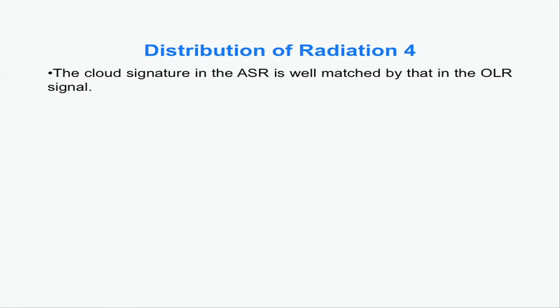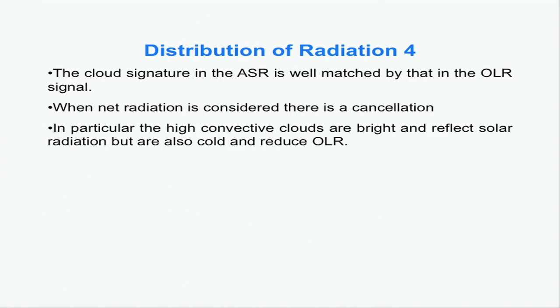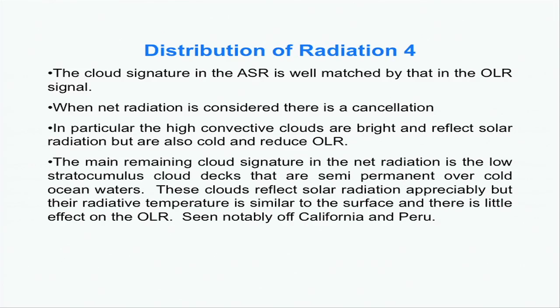Okay, so remember, the cloud signature in the ASR is well matched by that in the OLR signal. If we just look at the net radiation, there is an approximate cancellation. In particular, those very high clouds in the convective regions reflect solar radiation, but they are also very cold, so they reduce the outgoing long-wave radiation. Cold things reduce outgoing long-wave radiation. So the main cloud signature in the net radiation is these low stratocumulus effects, which we talked about extensively previously. And these tend to be semi-permanent over these cold ocean waters. We talked about those in the last lectures.